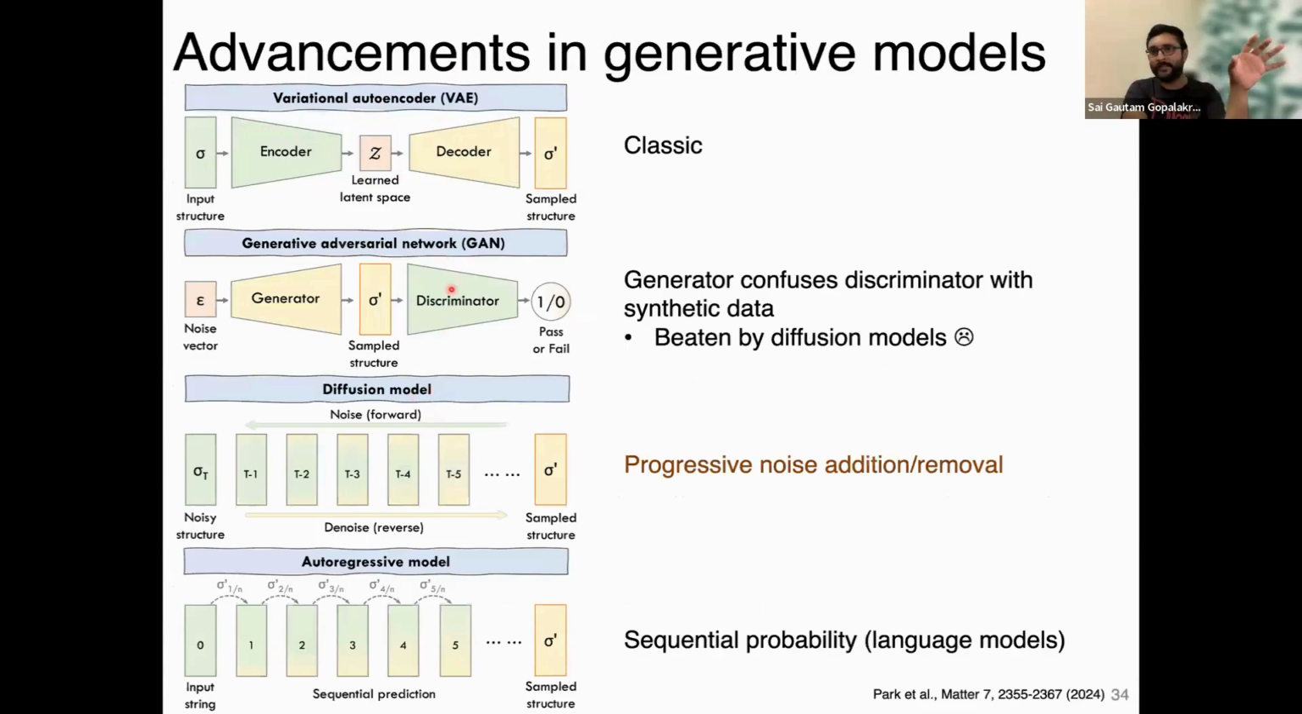I won't talk about GANs. The auto-regressive models are what are used in language models. I don't think we have time to discuss language models today, but I'll try to give a brief overview of how diffusion models work in general.